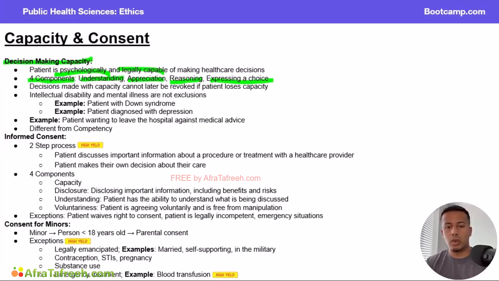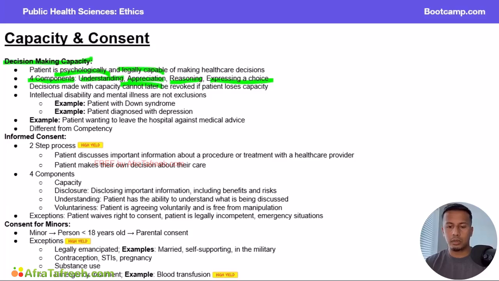Some important things to know here is that decisions made with capacity cannot later be revoked if the patient loses capacity. So if the patient says when they're awake, alert, and talking around, I do not want to be intubated by any means necessary, if that patient becomes critically ill and they need to be intubated, they lost capacity, but you have to respect what they said and you would not intubate that patient.